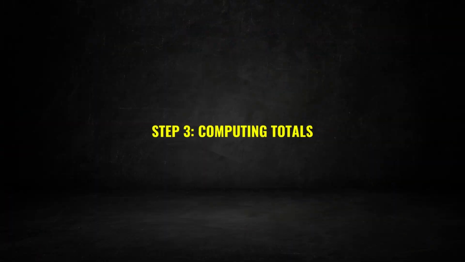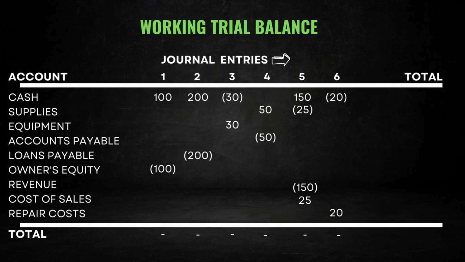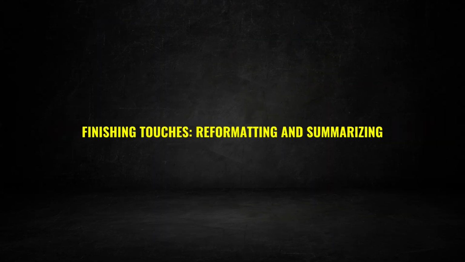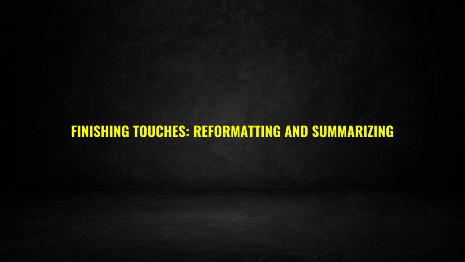Step 3. Computing totals. Having entered all the September journal entries, we can now compute the totals for each account. As you sum up the totals, you'll notice that the sum is 0, indicating a balanced trial balance. Before wrapping up, let's make one final adjustment.